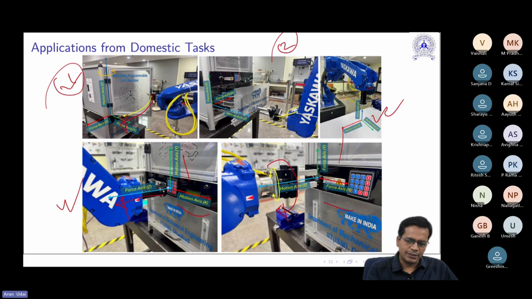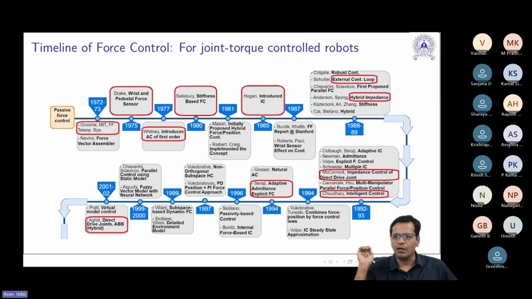So let us just see the timeline, how it has evolved over the years. I don't have much time to go through each one of them, but these are some, the red ones I have indicated. It started with passive control, when you don't have any force torque sensor, but you had spring-like structures fitted at the end.